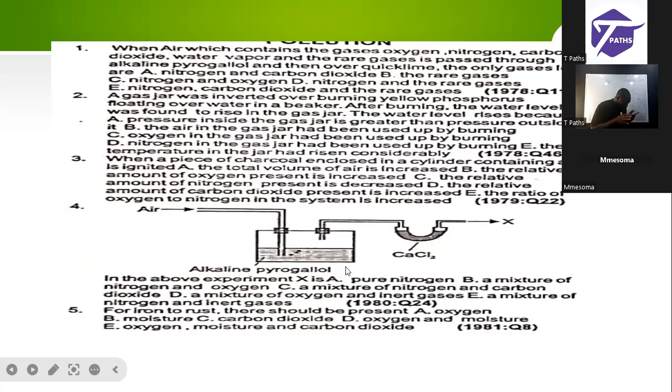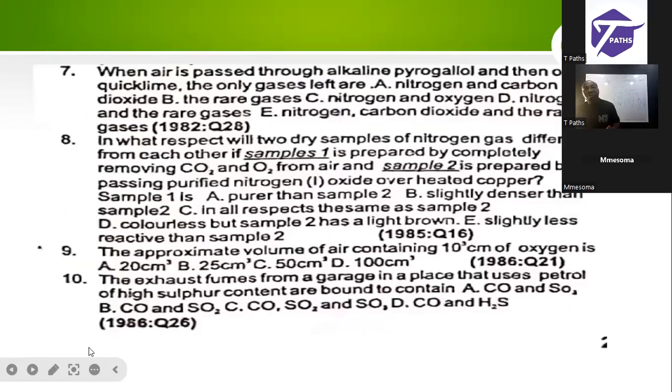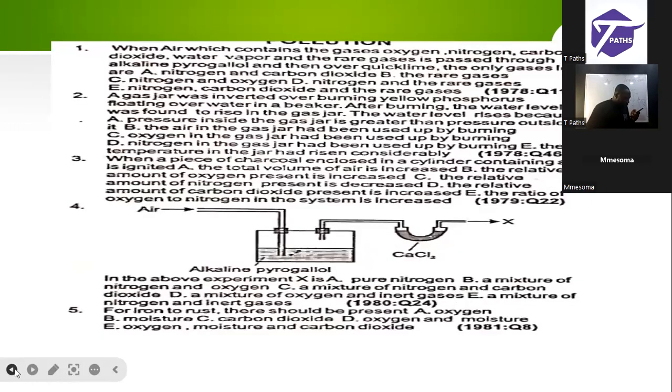Rana asked a very good question. In the above experiment, what is X there? X is an outgoing gas. We don't know it, but in the diagram, the X is showing the arrow that it is going out of that experimental setup. And what can we say is the fact that the pyrogallol will extract any compound of oxygen or oxygen gas itself.